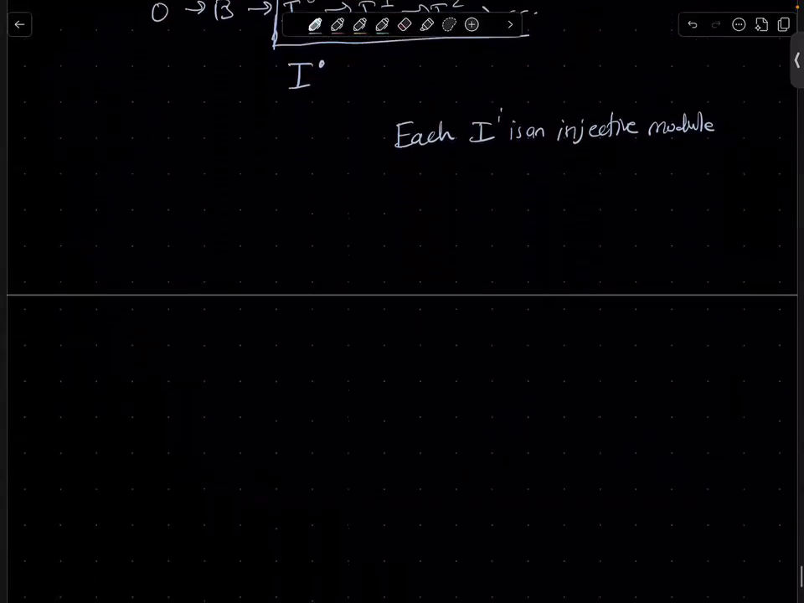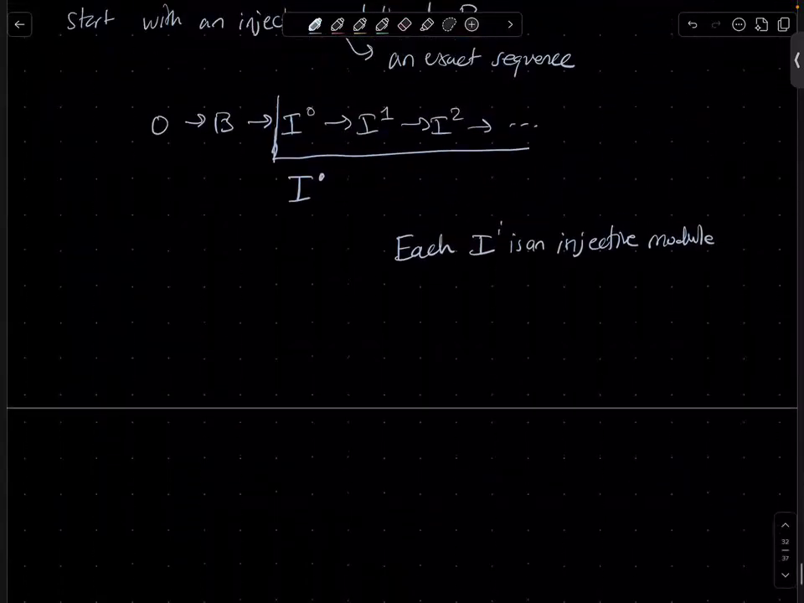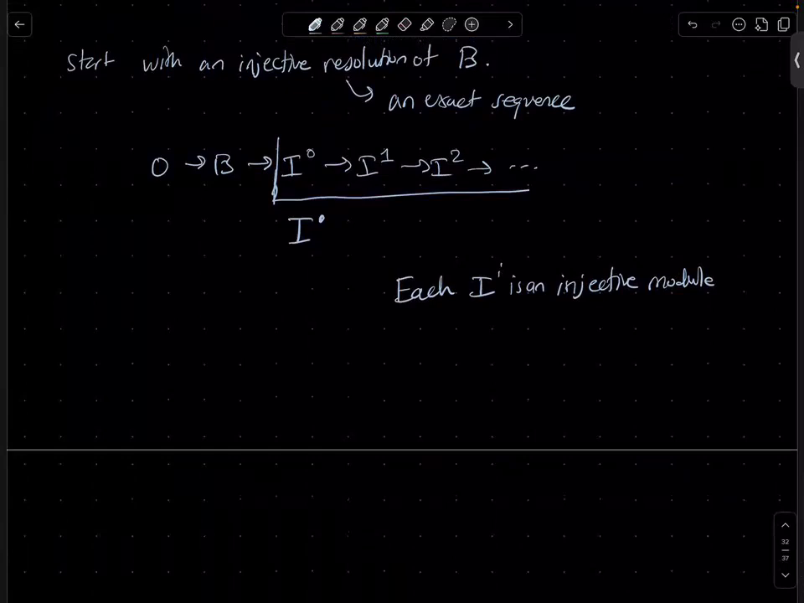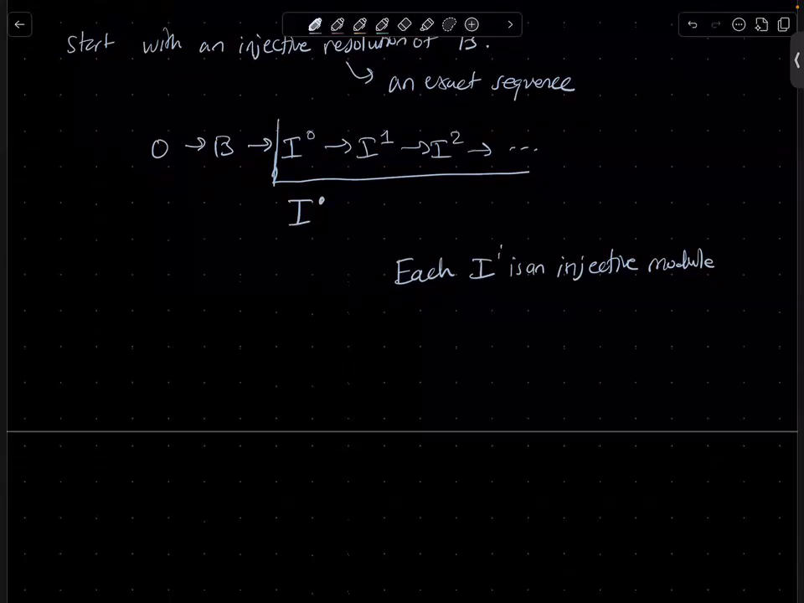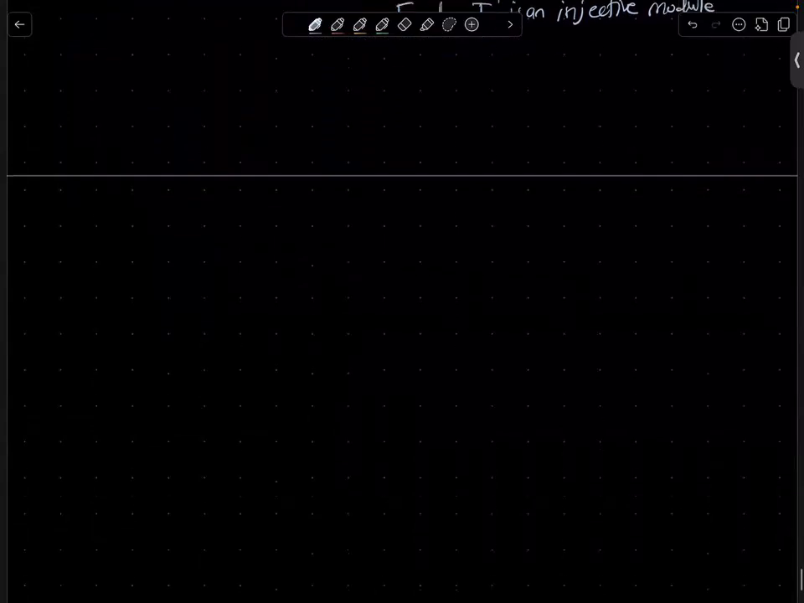Then apply our covariant functor to I bullet. Notice that I don't mean to apply the functor to the entire exact sequence, just to I bullet. You don't have to, but why not? You can see how you should do it if you want to apply the functor to the entire thing. It's not much different.